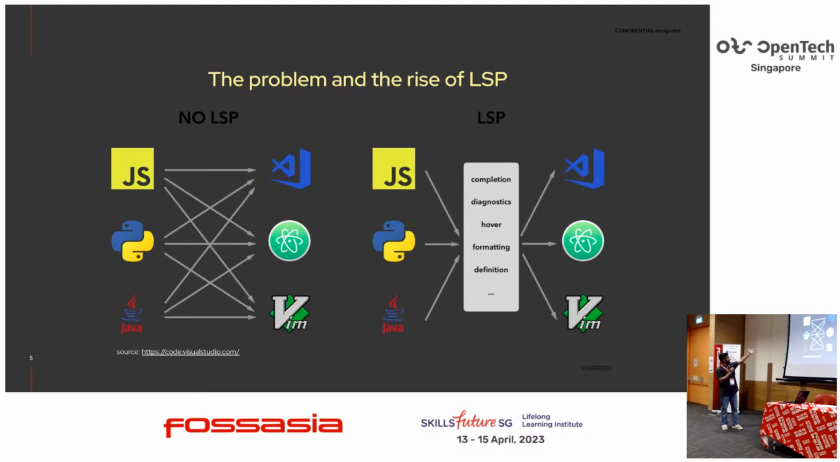This is the first example that explains how this works without a language server. Basically, if I want to support Python for VS Code, Atom, and Vim, I'll have to develop all three extensions for these three editors. But with the language server, if I want to support Python, I would just need to create one language server, and all these three tools would have libraries that communicate with the language server, and there you go. You get all the language features.